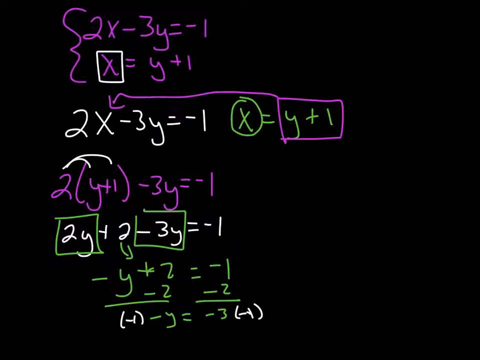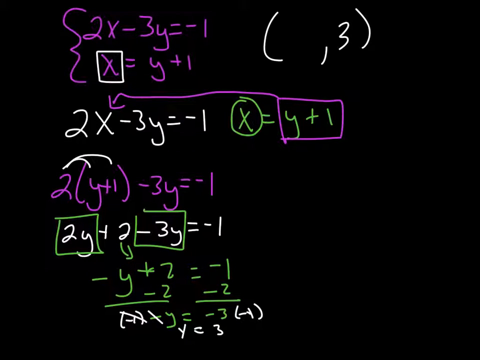Alright. That negative 1 cancels out that negative because negative times negative is a positive. I get y equals, and then, let me fix that. Negative 3 times negative 1 is a positive 3. So now my solution, I have a 3 for the y value.